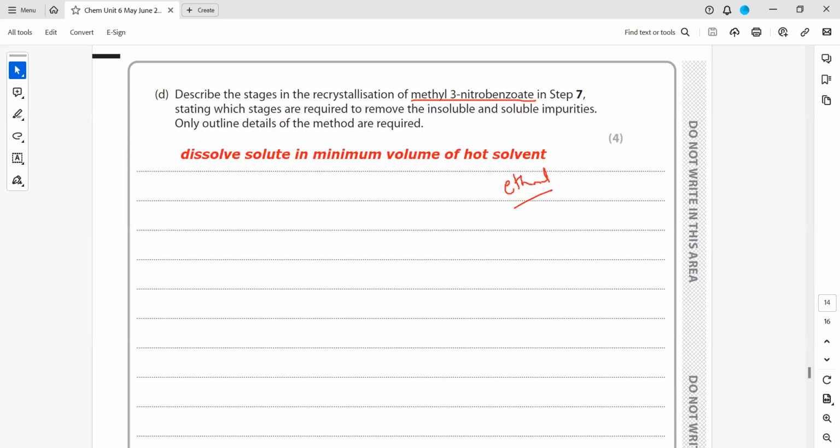The second thing: we'll use filtration to remove the insoluble impurities, basically hot filtration, so that the maximum remains dissolved. So we'll use hot filtration to remove insoluble impurities.